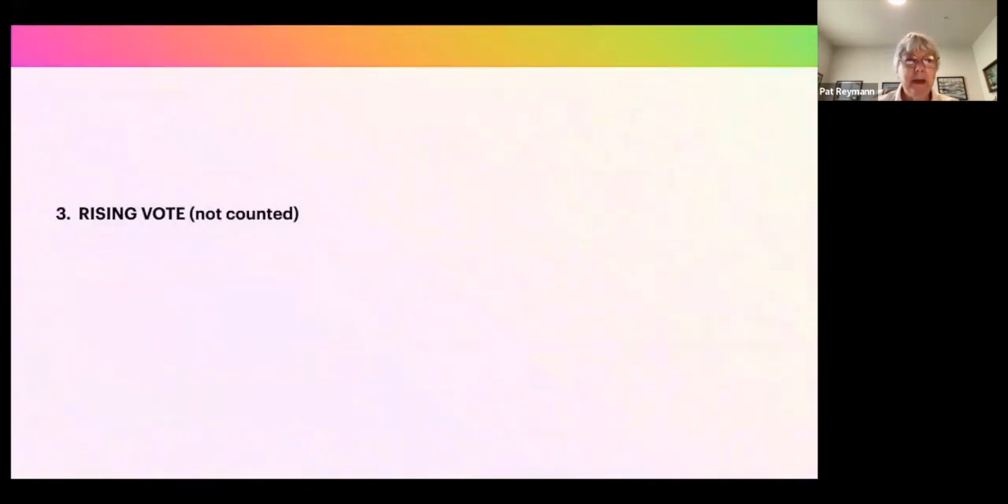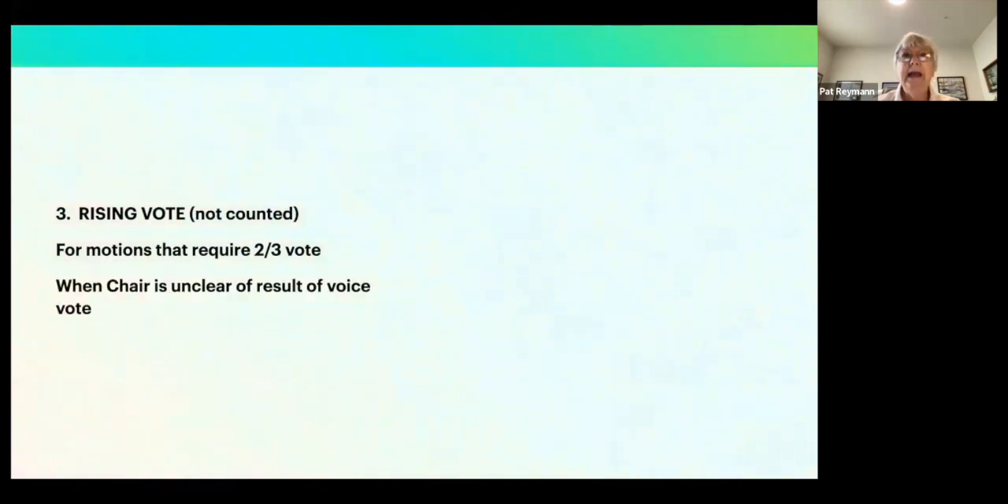All right. Now, the third one is the rising vote. Now, this is not a counted vote, but just a rising vote. And this is what you need when you have a 2/3 vote required. You need a visual. Something that you can hear is not sufficient to judge if you've got twice as many in favor as opposed. So we always use a rising vote for a 2/3 vote. If you've got a small group, you can do the show of hands for this as well.